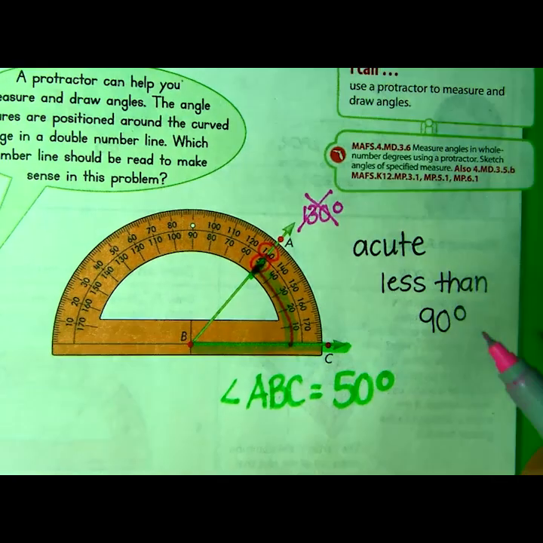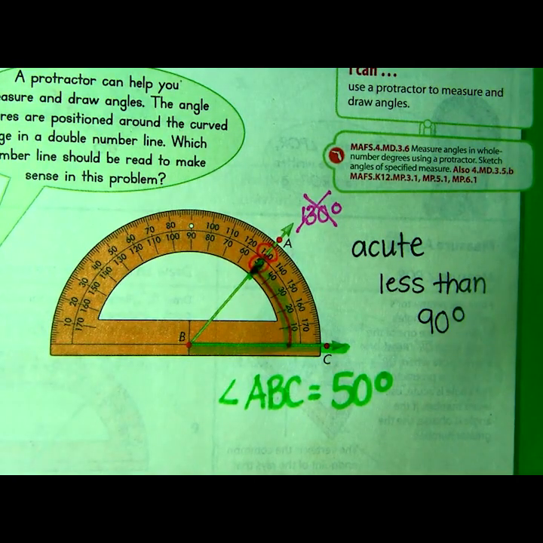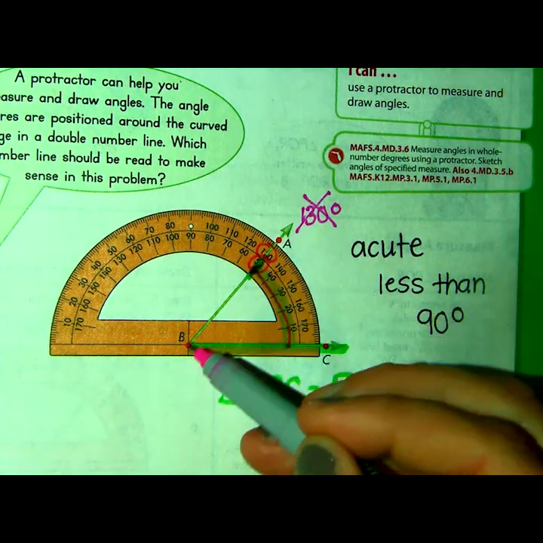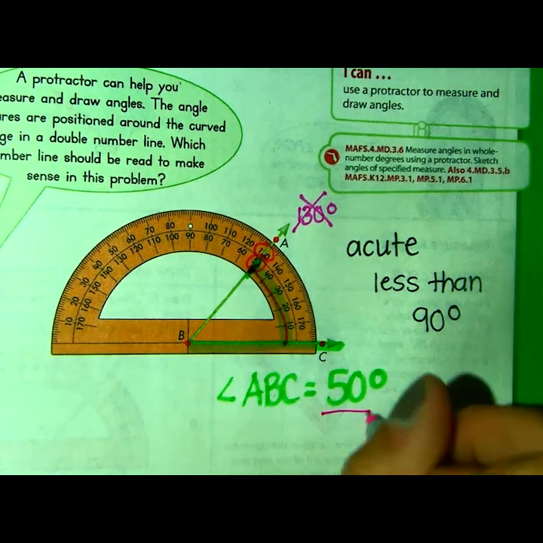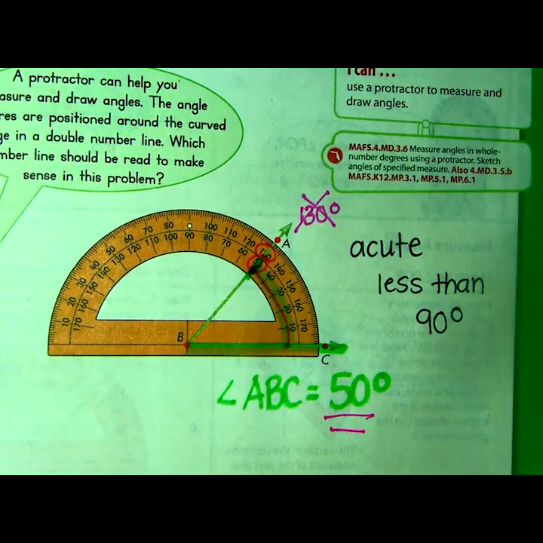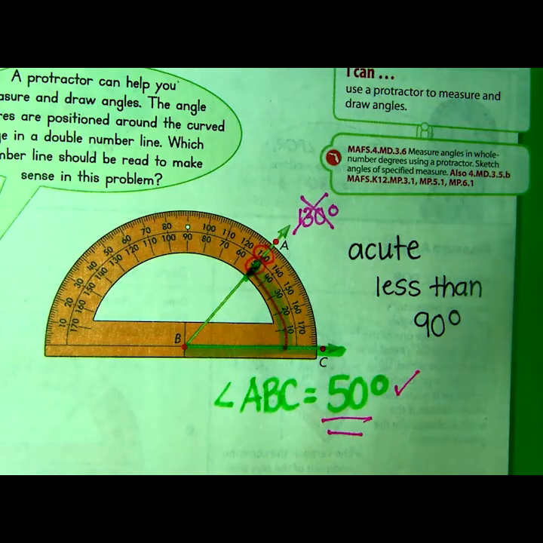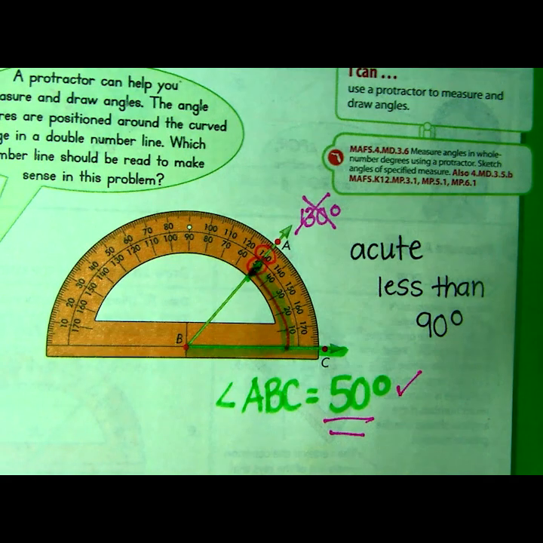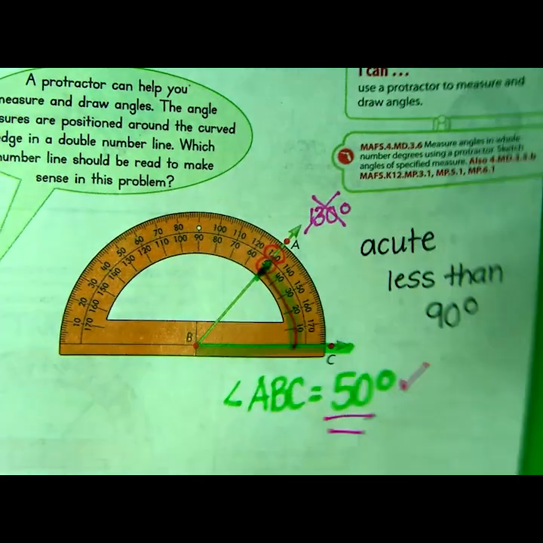But then I want you to step back and think to yourself, look at the angle as a whole and say, does 50 make sense? Yes, it does. So that is the angle measure. Let's try another example. I'm going to turn the page, and we are right down here at the bottom.